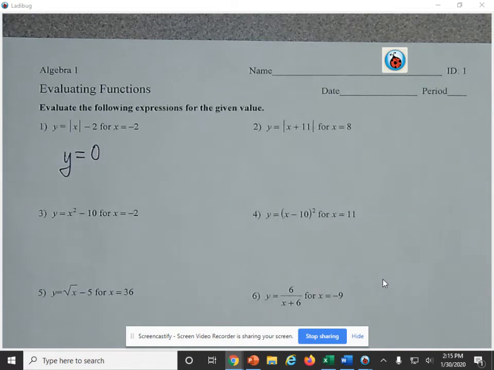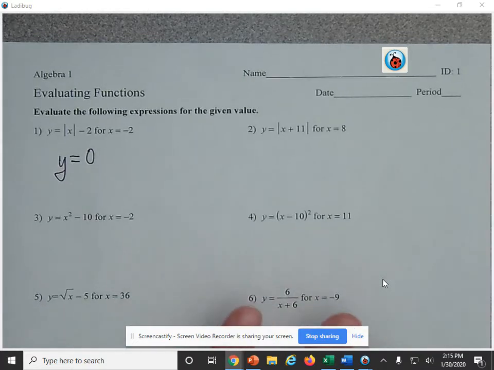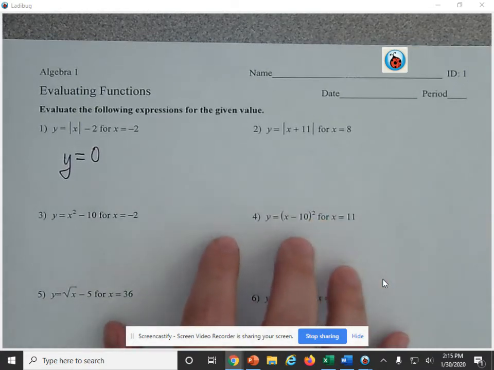All right. So welcome to evaluating functions. This will be your first day. So what you need is you need this note page in front of you. You need to get this from the guest teacher.